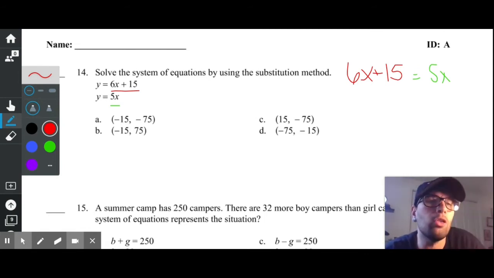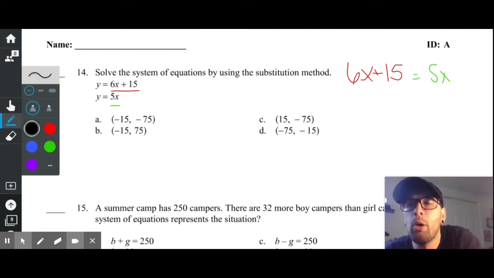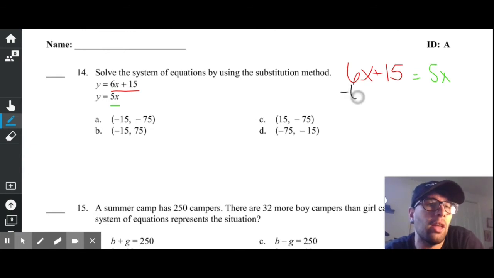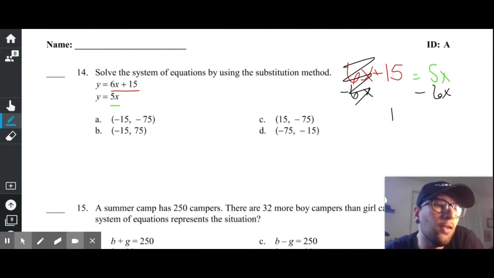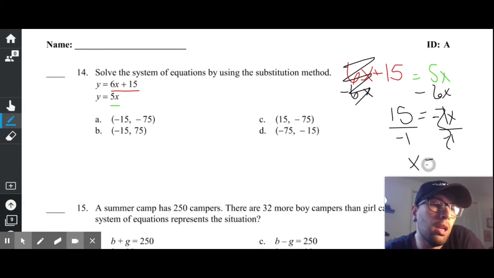All right, so what I'm going to do here is subtract 6x from both sides. Now, that goes against every inch of my being, but I'm doing it anyway because it will give us a 15 on the left, and 5x take away 6x is negative 1x. Divide by negative 1, divide by negative 1. And 15 divided by negative 1 is x equals negative 15.